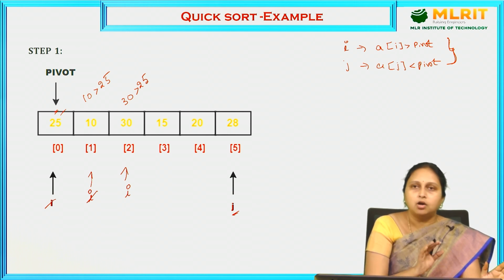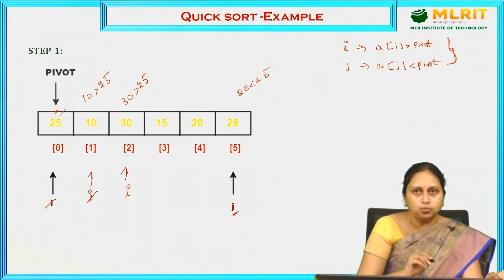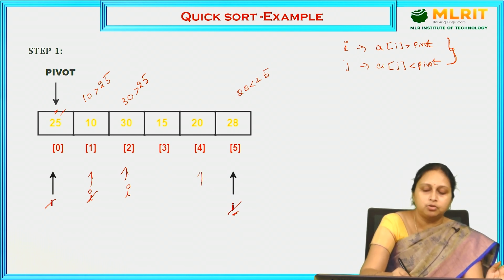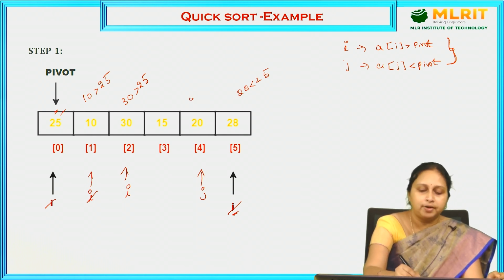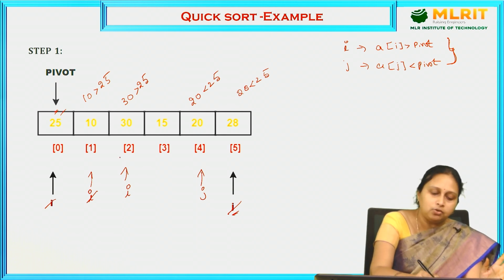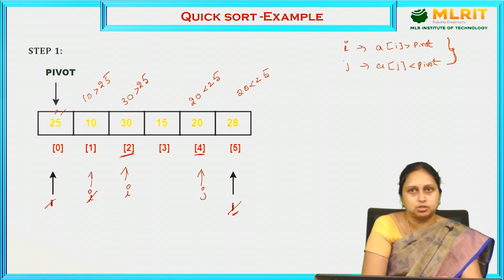Now go for j. Now you need to check 28 is less than 25. No, 28 is not less than 25, so we are going to move our j value to here. Now 20 is less than 25. Yes, the condition is true here, so we are going to stop. Now where is our i value? The i value is at this index and j value is at this index.